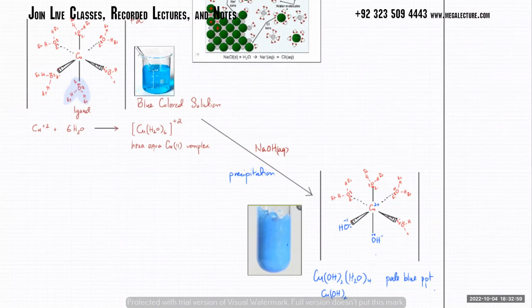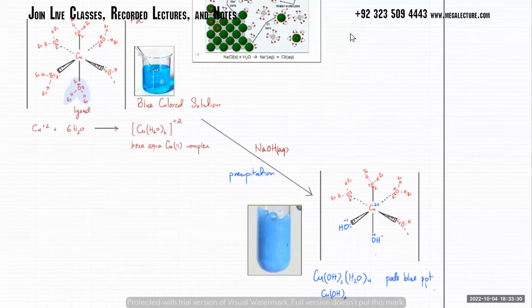What's the name of this process called again? This one is precipitation. I'm going to write ligand exchange on the board and explain it, but the technical name for this one is precipitation. There's another one where I'm going to write ligand exchange. Is this clear? Sana, is this clear? Yes, sir.